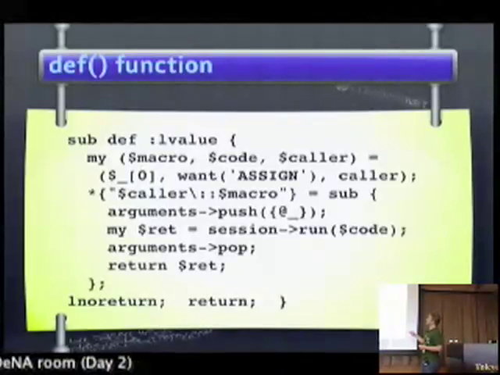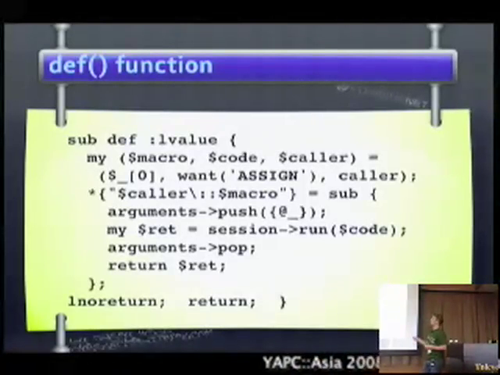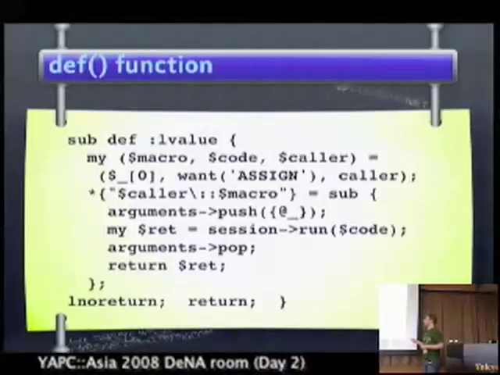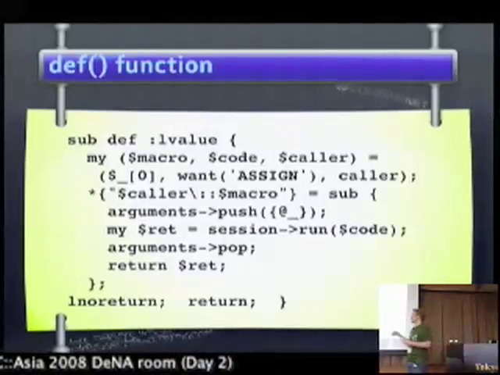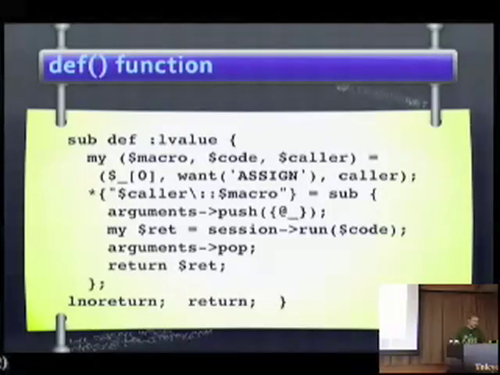And inside of it, I'm going to push onto an argument stack the arguments that I'm getting passed in, and that's at runtime. And then I call session run, and I run the code. This is something that happens under the hood. And then once that's finished, I store the value. I pop the arguments off the stack because I'm done with this macro, and then I return. And then this is some stuff that I need for want.pm. You have to use lnoreturn when you're using an L value, and then you have to finish up with return because I think the compiler complains if you don't do that. So this is an example of using those L values, and we're going to get into it a little bit more.